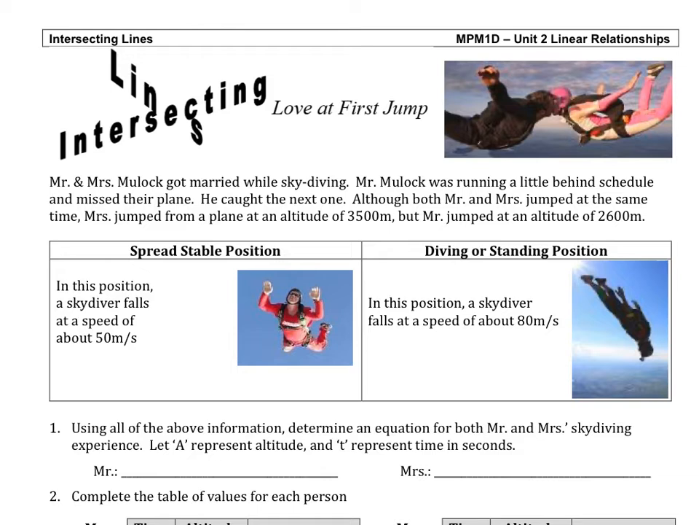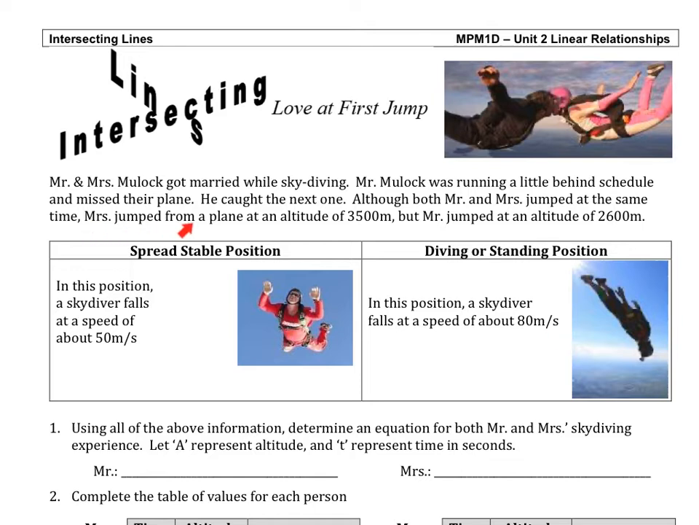Two possible ways to skydive, or two positions, would be, first of all, the spread stable position, where your body is sort of out, so it has more air resistance, and the speed at which you fall is lower, or the diving or standing position, in which your body is more streamlined in a line, which has less air resistance and you dive at a faster rate.